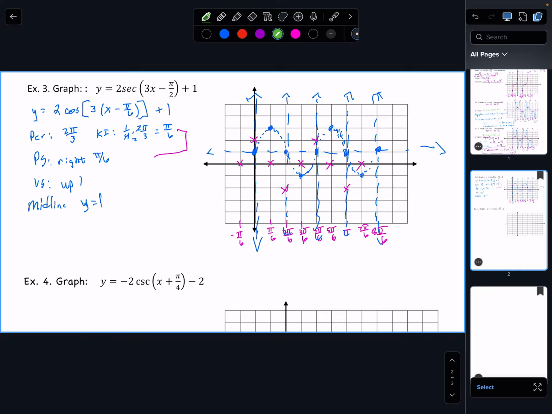And then your secant graph meets up at the maxes and the mins. And then you have a scoop up between the asymptotes and a scoop down.